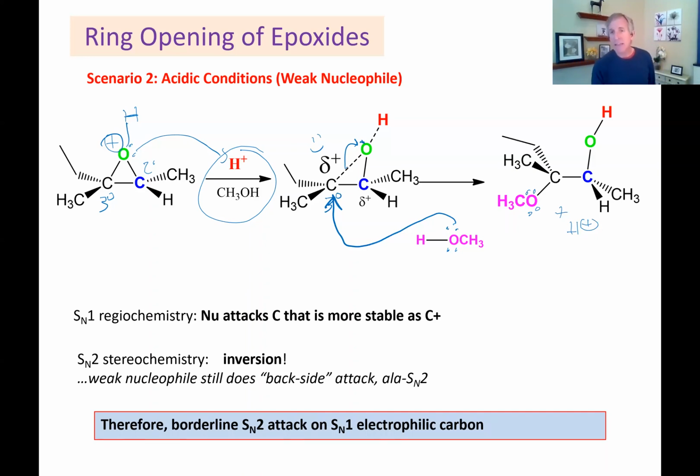It still has to come from the backside because that oxygen's kind of occupying the top half of that molecule. So there's no way even the weak nucleophile can come from the top. It still has to come from the bottom. Okay? And therefore, we call this a borderline SN2 attack stereochemically on an SN1 electrophilic carbon regiochemistry.